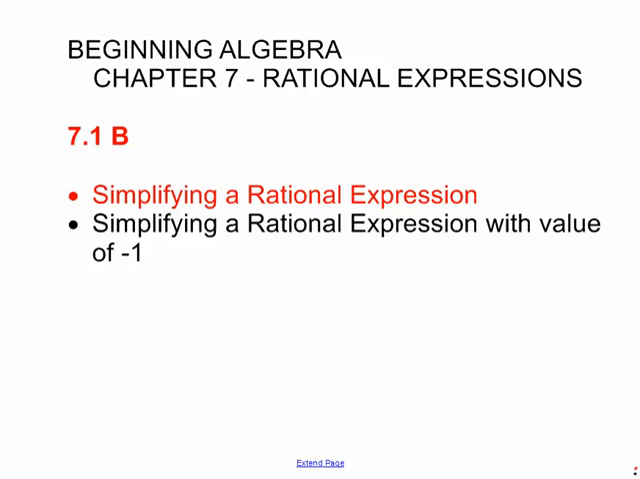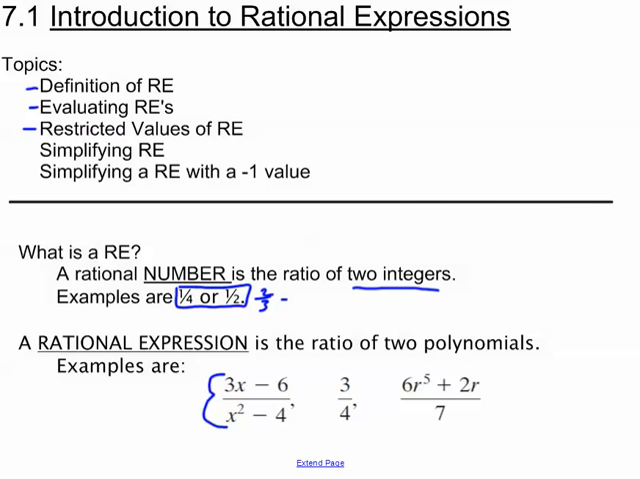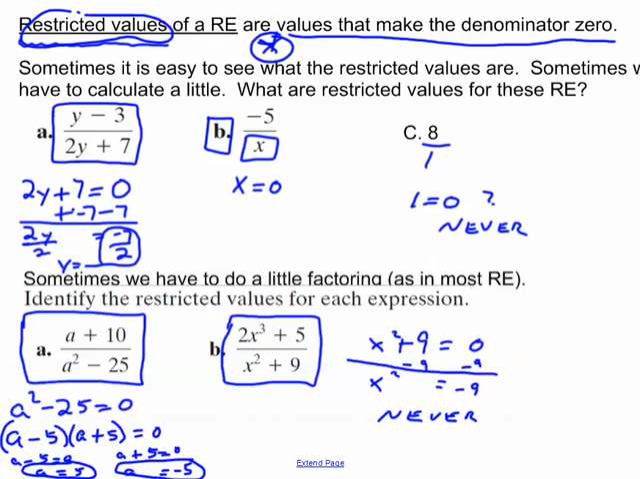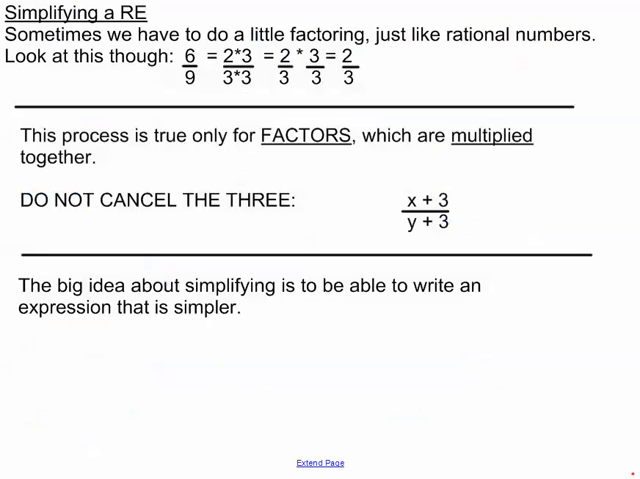Alright, so we're still in chapter 7. We're now in section 7.1, and now the video is B, and we're going to talk about simplifying a rational expression. We're going to fast forward through the information that we've already seen. This is 7.1a, especially talking about restricted values. Now we're going to come up to the beginning of 7.1b.